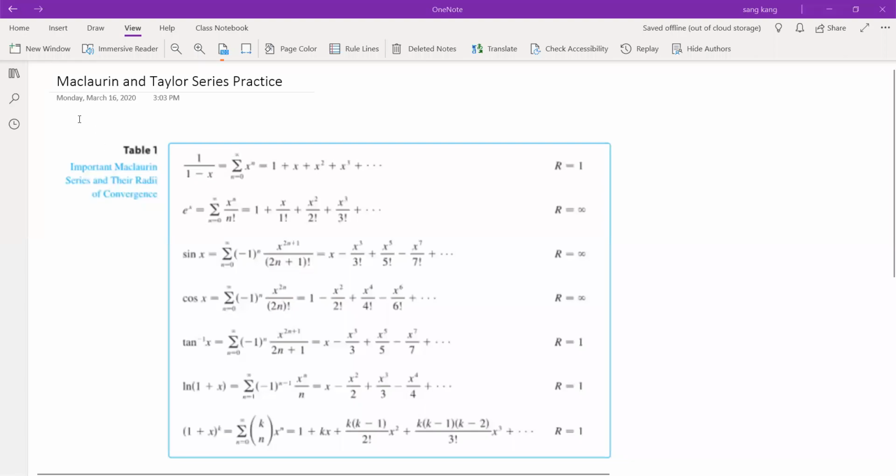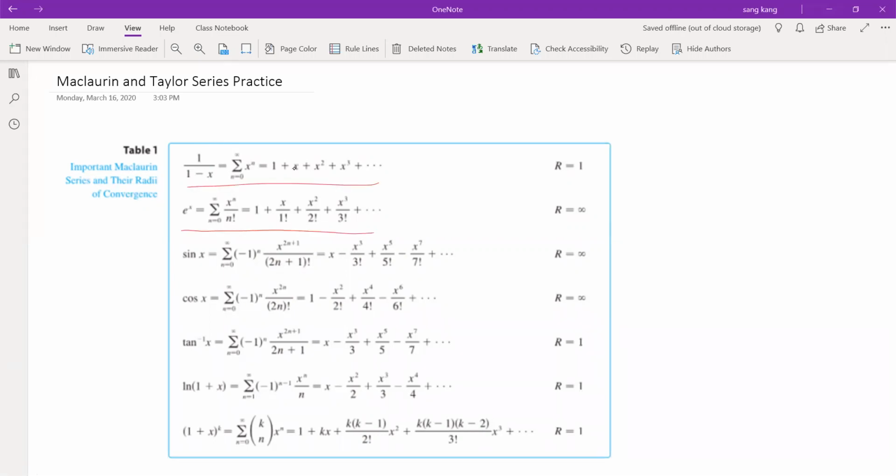So again, we're talking about Maclaurin and Taylor series. We're just going into example problems. As you can see here, here's the table of the important Maclaurin series that we've discussed. We haven't necessarily derived all of them. I think we definitely talked about the geometric series, the first one here.